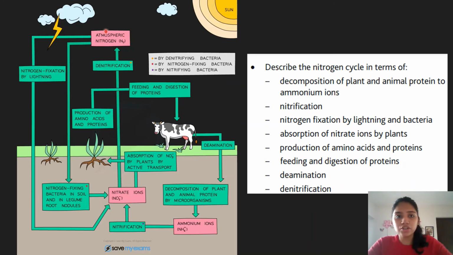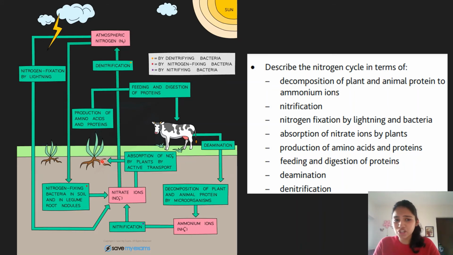So there's nitrogen in the atmosphere. Nitrogen fixation by lightning occurs, and nitrogen fixation by bacteria in the soil occurs, where basically nitrate ions are formed. Okay, so nitrogen to nitrate ions is nitrogen fixation. Ammonium ions to nitrate ions is nitrification. Okay, there is a difference, but we're going to look at that later. So nitrate ions are in the soil. Nitrate ions are absorbed by plants via active transport.